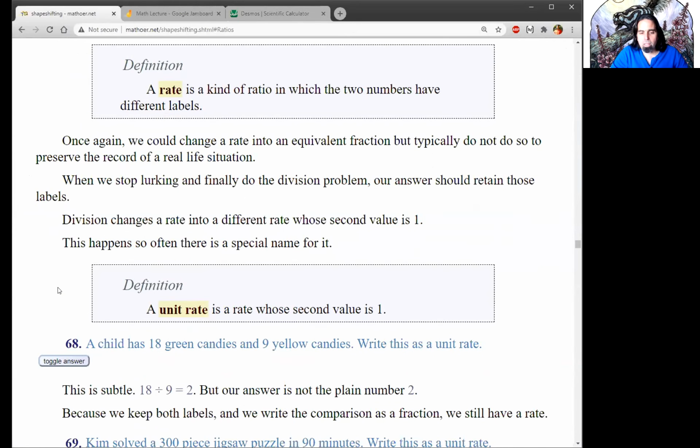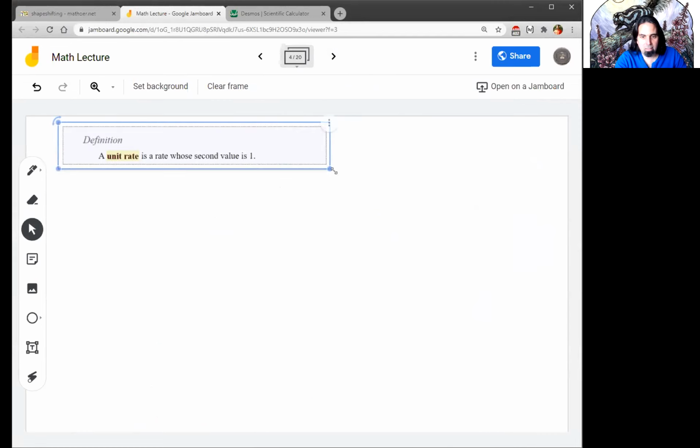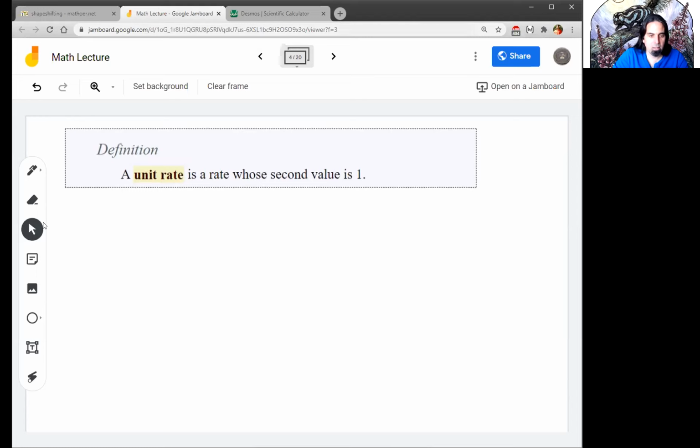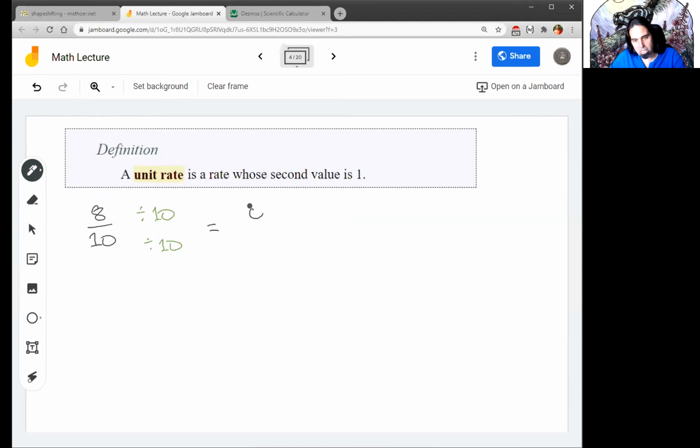If we divide, we get a different rate whose second value is 1. And we call that a unit rate. It happens so often, there's a name for it. So let's make unit rates out of our example rates so far. If we had eight out of 10 for the dentists, then if we divided the top and bottom by the denominator, we get 0.8 over 1. That's our unit rate. So we could say 0.8 of all the dentists approved of the breath mint.